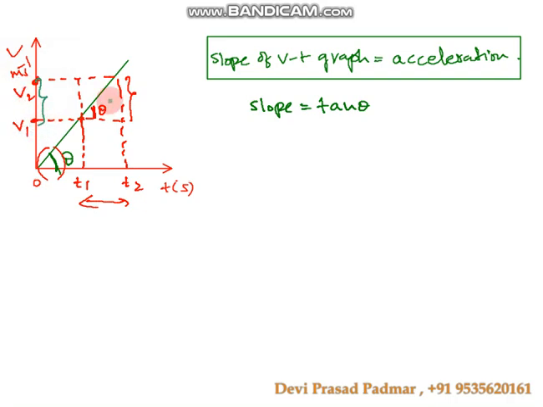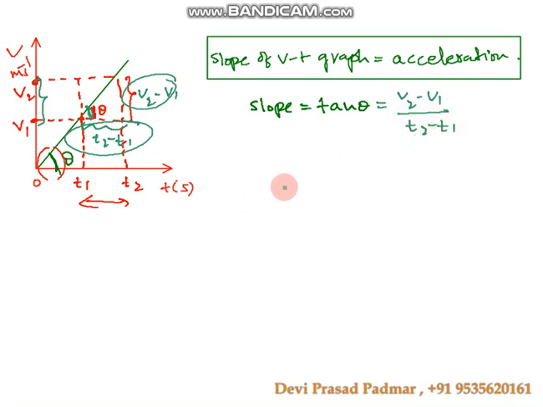So here to here we can write this as v2 minus v1. Similarly, this distance is nothing but t2 minus t1. As I said, slope is nothing but opposite side divided by adjacent side. The opposite side for this theta is v2 minus v1, divided by the adjacent side, which is t2 minus t1. So like this you can calculate slope, or you can calculate acceleration.